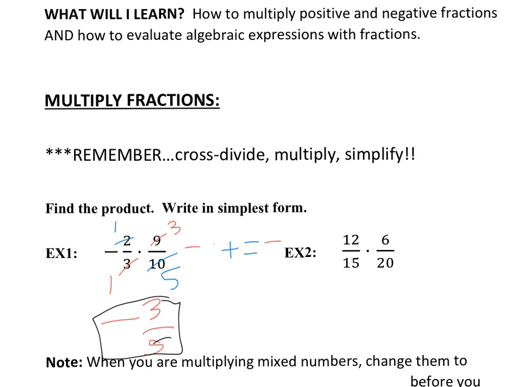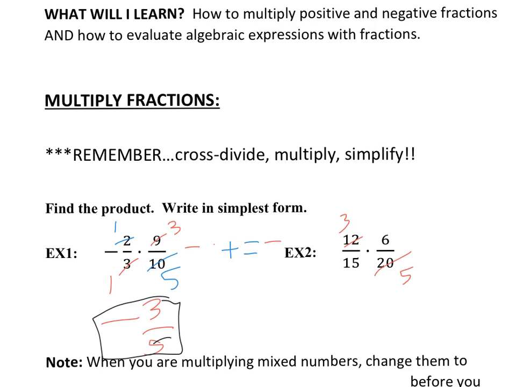Then for example 2, we have 12 over 15 times 6 over 20. And again, we are going to cross divide. So we're going to look at diagonally what we can divide out. So first I'm going to start with 20 and 12. I know that both 20 and 12 have the number 4 that divides into them evenly. So 12 divided by 4 is 3, and 20 divided by 4 is 5.